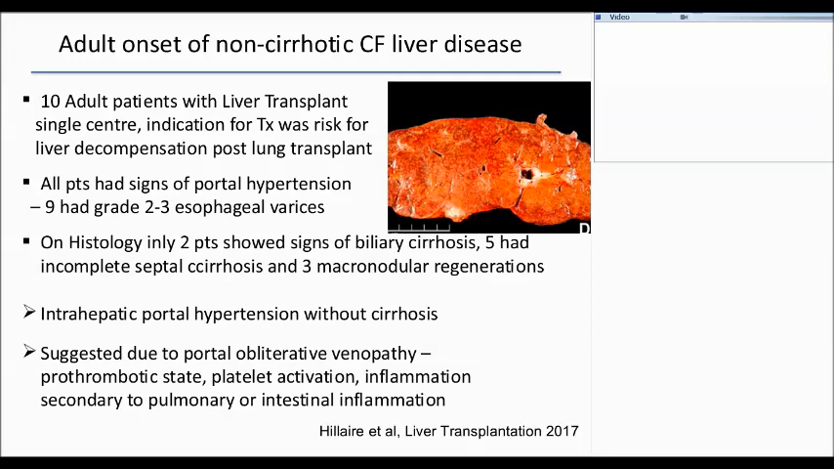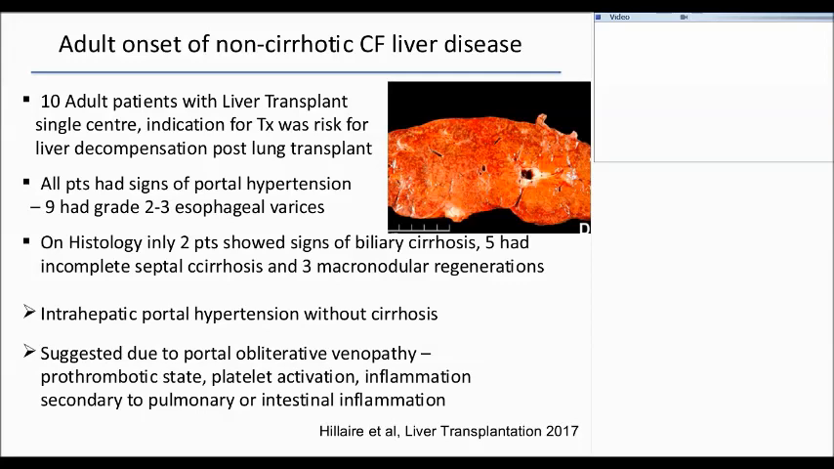There was another interesting study from France, showing that you may develop CF liver disease that can be non-cirrhotic, especially in adults. This was a single center study. They used the liver transplants that they had done over a decade, collecting 10 patients with liver transplant. The indication for that transplant was not liver disease or decompensation, but the risk for liver decompensation post-lung transplant. So these patients were going for lung transplant, and people were worried about the liver outcome.